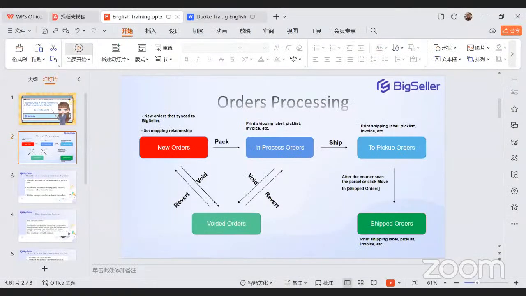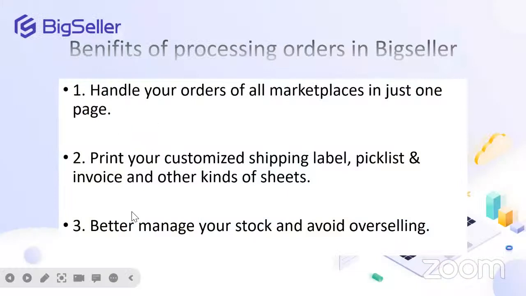For order processing, I also have some benefits I want to share with all of you. If you process your order in Big Seller, you will have 3 benefits. The first one is that you can handle all of your orders from all of the marketplaces in just one page. Shopee, Lazada, TikTok, WooCommerce, Shopify, PG Mall, and Zalora. All these orders you can manage on Big Seller.